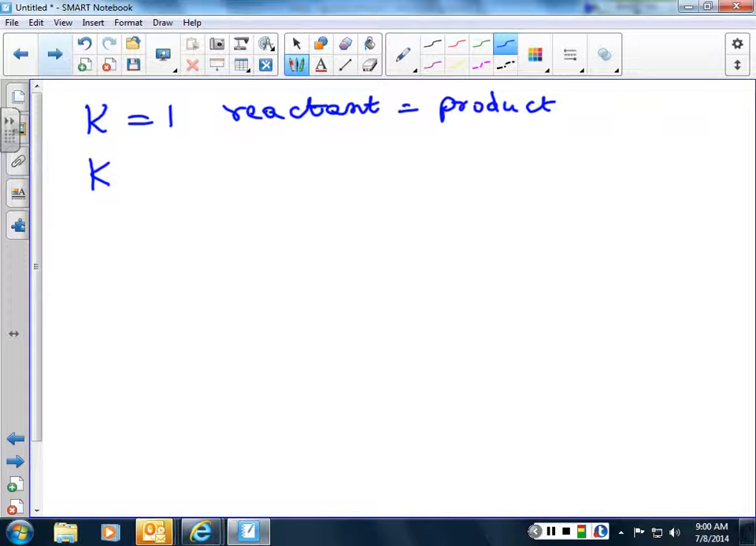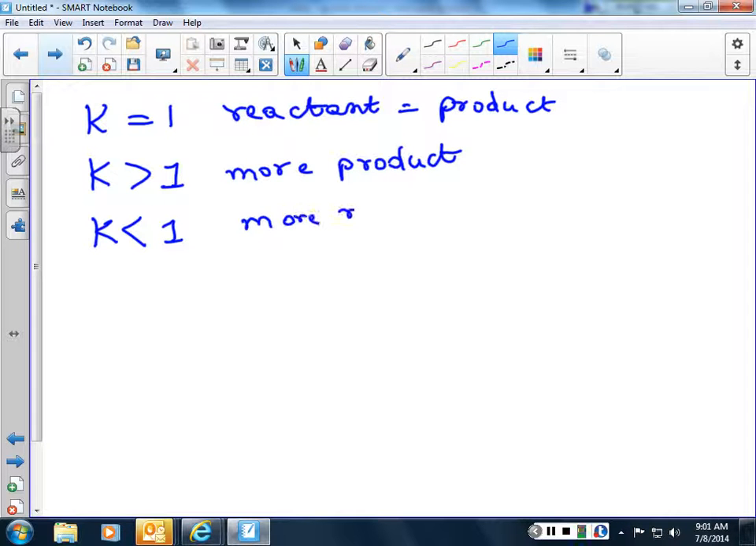If K is greater than 1, then we say there is more product. This would have been great to know last night during the homework, huh? Correct. Everything. If K is less than 1, it's more reactant.